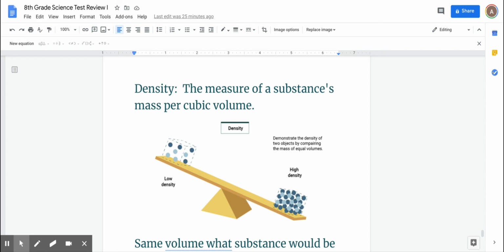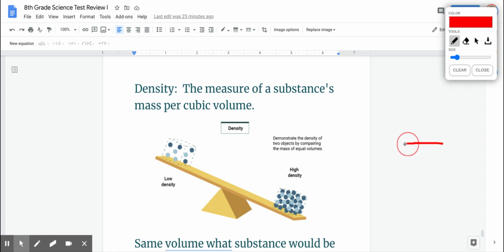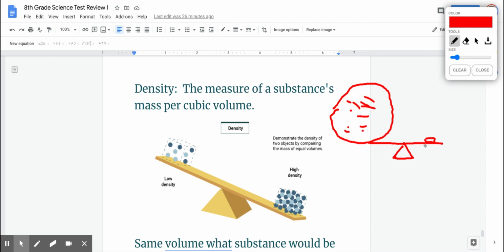Okay, and the same thing if you had a pound of gold, or a pound of bricks. Here's our scale, that's our beam, let's say. If you had a pound of gold, and then you had a pound of feathers, right? Well, you need much more volume of feathers to equal out that little tiny pound of gold, because gold is much more dense than the feathers.